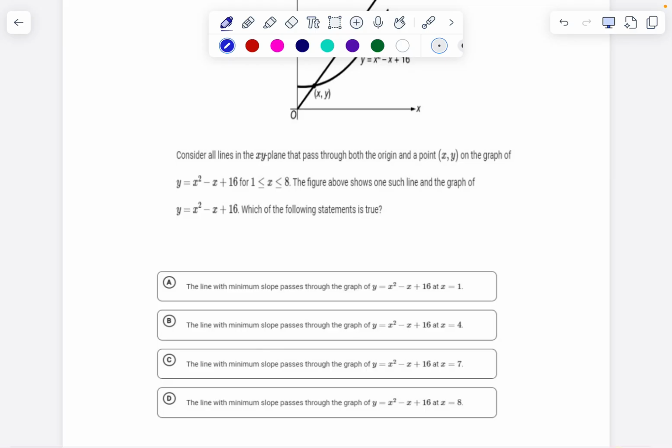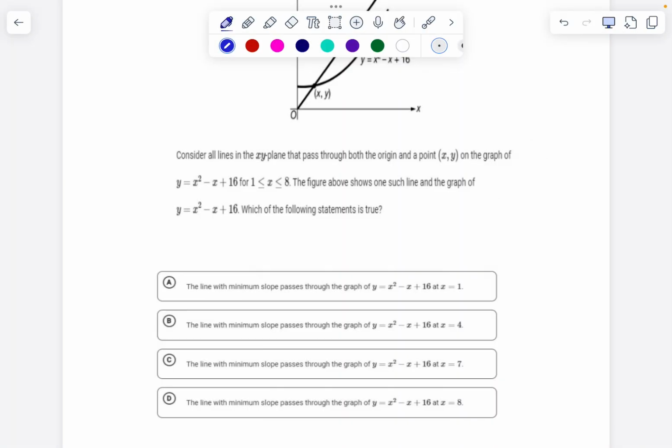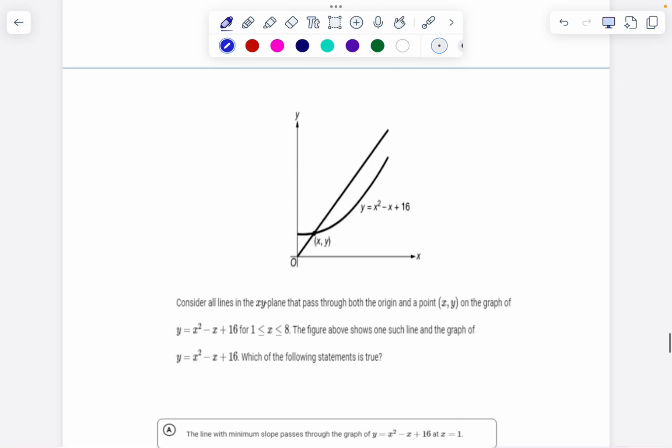Guys, this is a good one. This is an AP style question. It's more involved than you think for being a multiple choice. Okay, here's the idea of this one.